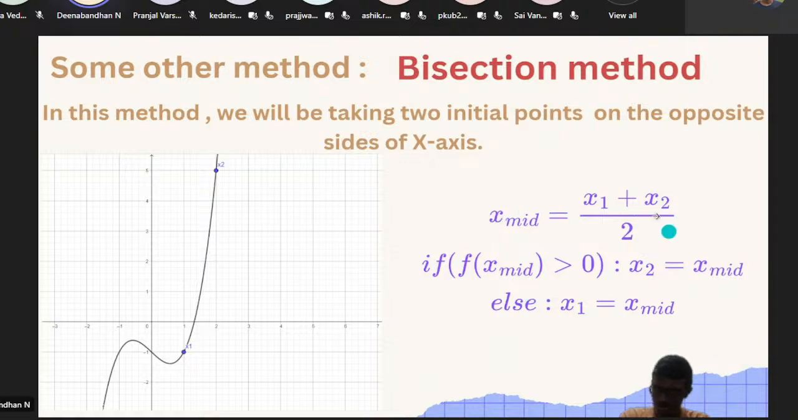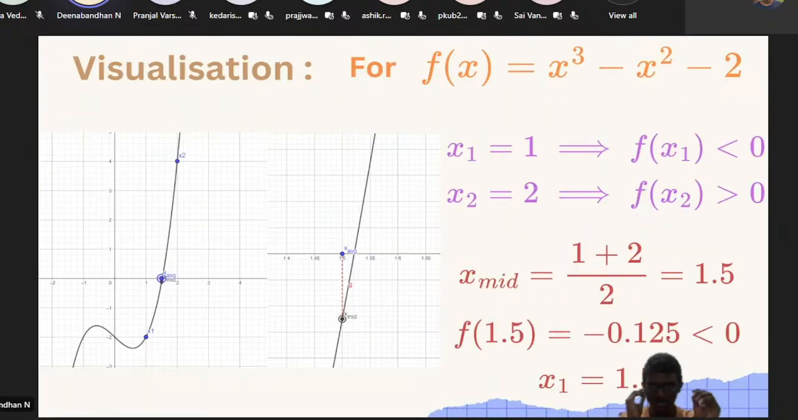I don't want you to memorize it. We are here to learn what this method does. It's just how you program a computer. This is what the algorithm is, but first just know how it works. Let's go by visualization. So this is what the function is: x cube minus x square minus 2. Okay, so this has a minimum and a maximum.